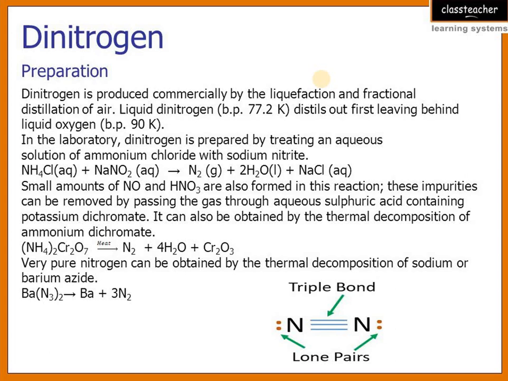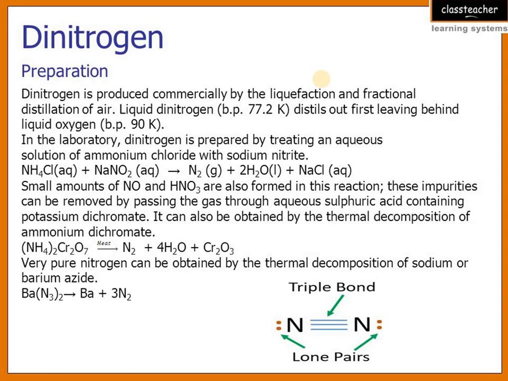So let us start our topic here, dinitrogen or N2, nitrogen gas. This is commercially obtained by liquefaction and fractional distillation of air. Air contains nitrogen and oxygen and some inert gases. We can separate these gases on the basis of boiling point. So nitrogen boiling point is 77.2 Kelvin and liquid oxygen is 90 Kelvin. So nitrogen will distill out first, leaving behind the oxygen.